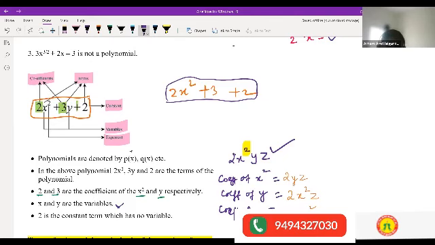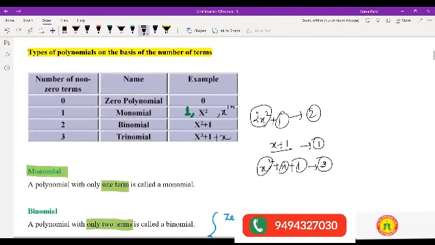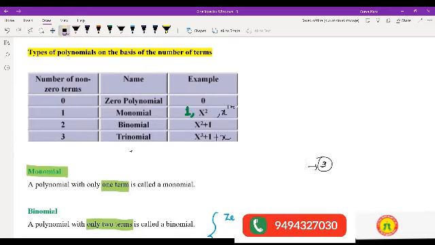So now next one here you just try to understand. Types of polynomials on the basis of number of terms. See, there are 2 types of polynomials we can define. One is according to their number of terms, and second is according to their degrees. Degree is a different thing, terms is different. Suppose there is 1 term, 2 terms, 3 terms, 4 terms, right? So if there are no terms at all, 0 terms, like 0, we call it a zero polynomial, okay?